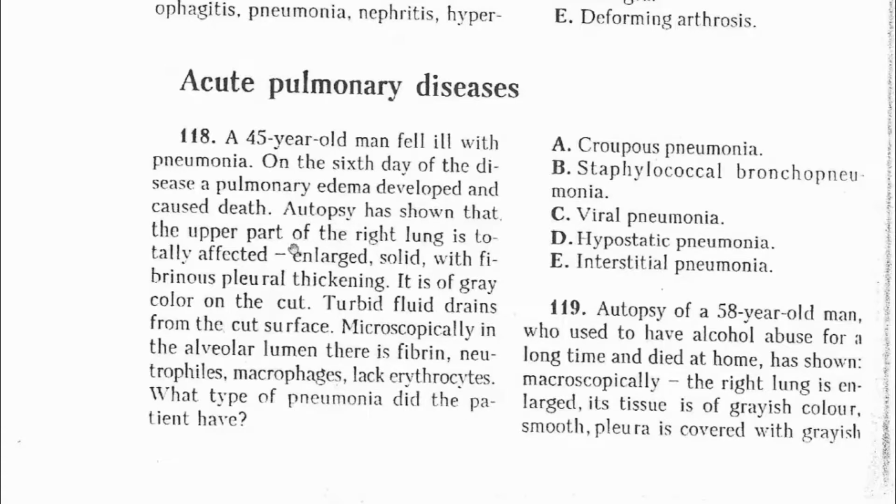Autopsy has shown that the upper part of the right lung is totally affected, enlarged, solid, with fibrinoid pleural thickening. It is of gray color on the cut. Turbid fluid drains from the cut surface. Microscopically, in the alveolar lumen, there is fibrin, neutrophils, macrophages, lack of erythrocytes. What type of pneumonia did the patient have?